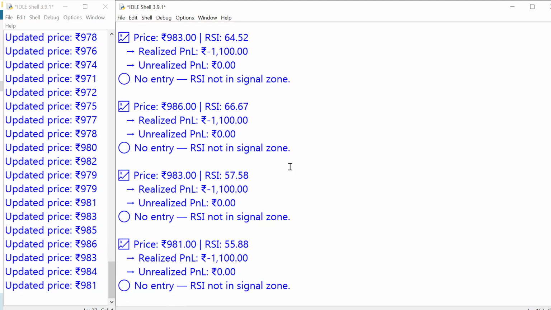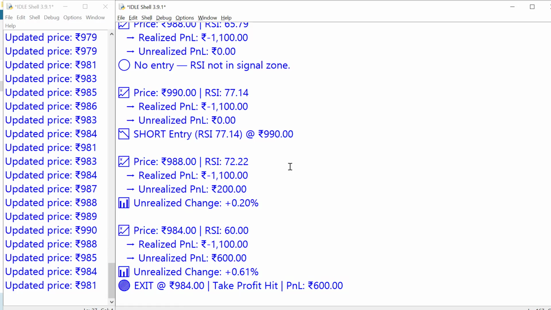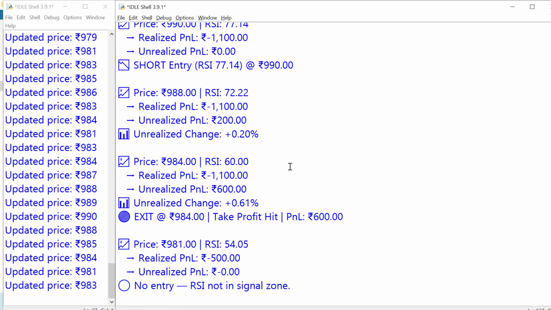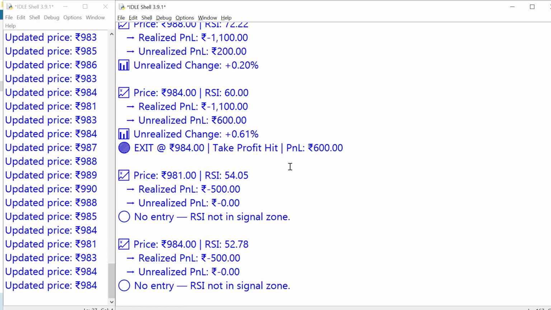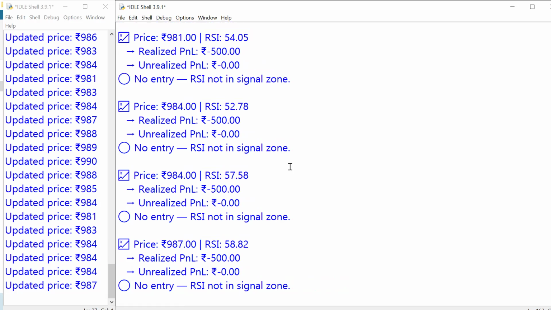Let's wait for the RSI signal to come. The beauty is it is booking loss also with no fear, booking profit also with no greed. We have a short entry at 990 because the RSI is above 70. We have taken a profit of 600 rupees. Great. Again we are waiting for RSI to come. It has taken a profit in a blink.